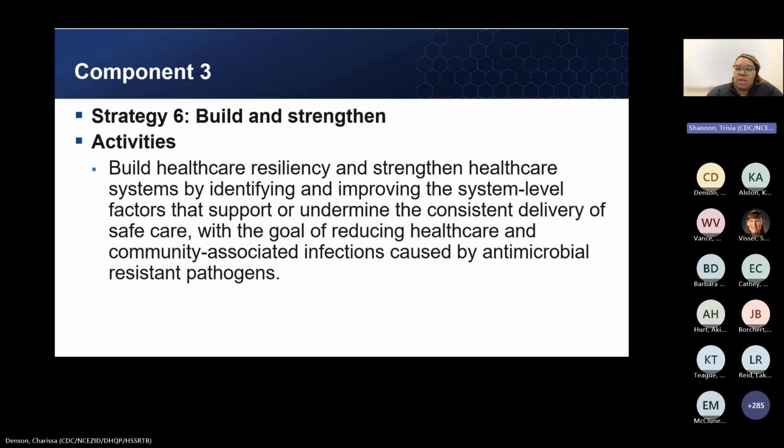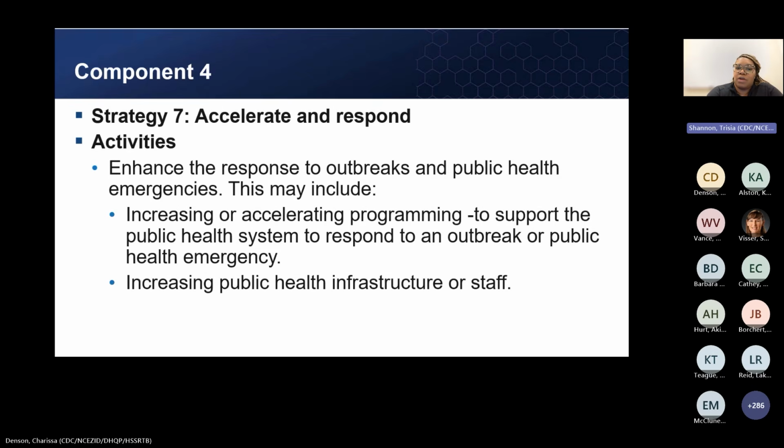And the last strategy that we will discuss is strategy 7 under component 4. Strategy 7 is only associated with component 4 and focuses on outbreak and emergency response. It's designed to support rapid action when a public health emergency occurs. Through this strategy, potential applicants may help enhance the public health system's response to outbreaks and emerging threats by expanding or accelerating existing activities, programs, or services.